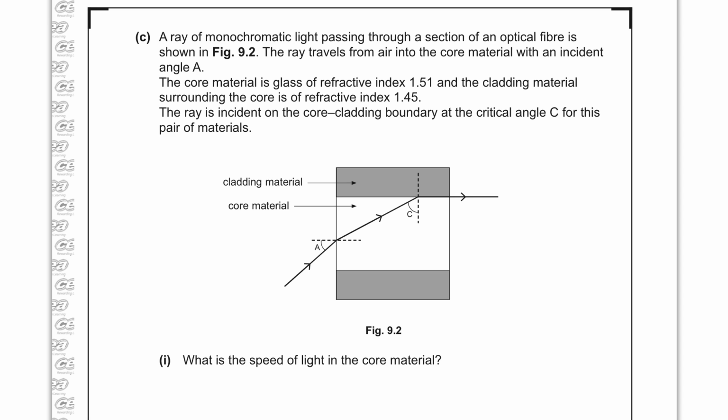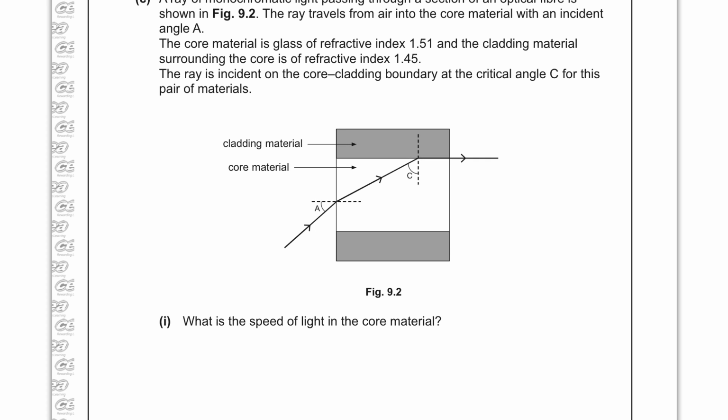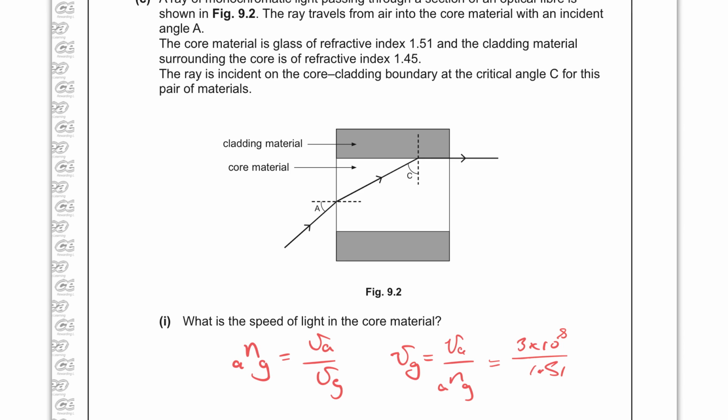So we need to figure out the critical angle and then work back from that. So we have the refractive index of the core glass. So we can say that the n from air to glass is equal to the velocity in air over the velocity in glass. And consequently then the velocity in glass will be v in air over the n for the material. And that's going to just be the speed of light over the n of 1.51. And that comes out to be 1.99 times 10 to the 8 metres per second.